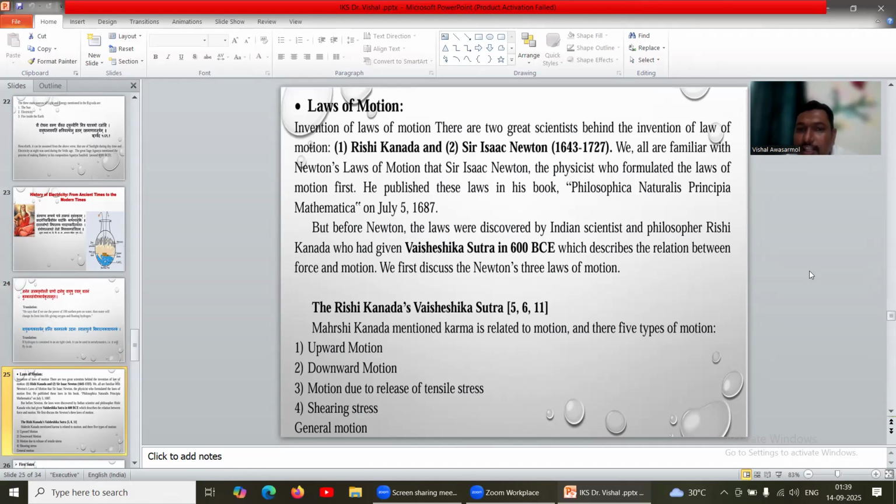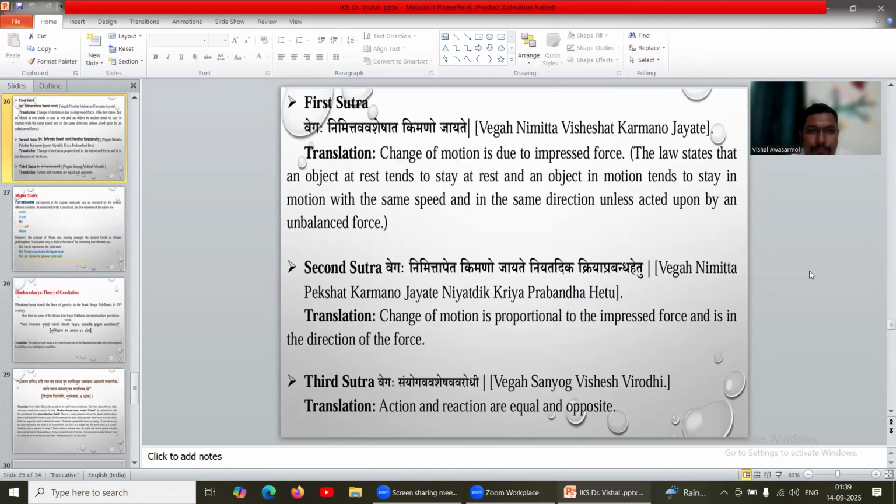We first discussed Newton's three laws of motion. Rishi Kanad, Vaisheshika Sutra 6.1.1. Maharishi Kanad mentioned that karma is related to motion, and there are five types of motion. First is upward motion, second is downward motion, third is motion due to release of tensile stress, fourth is shearing stress, and last is general motion.